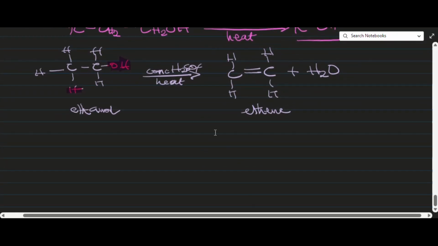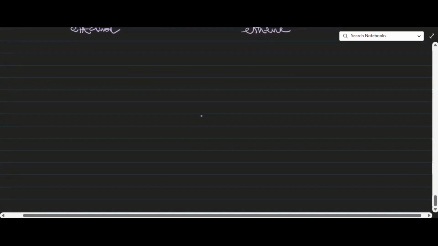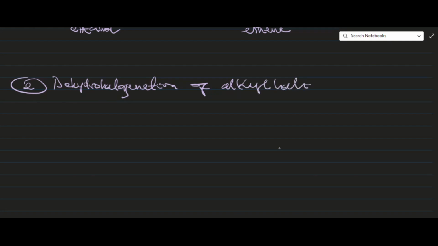So another chemical reaction, this is one I wrote here. Another way of making the alkene is by dehydrohalogenation of alkyl halide. It's similar to what we just saw now. Dehydrohalogenation of alkyl halide. It's easy, so don't be surprised or intimidated by the name.